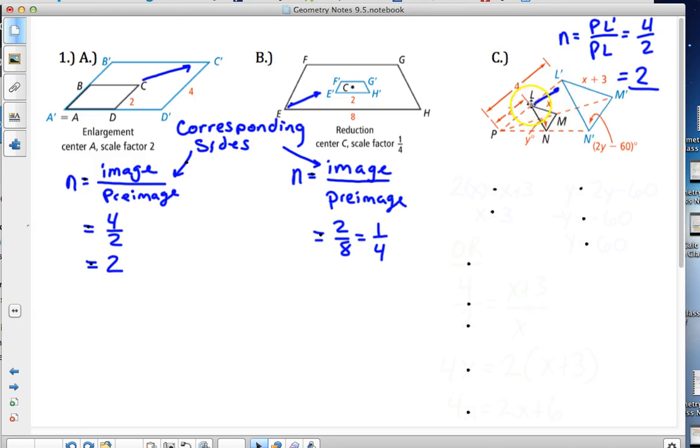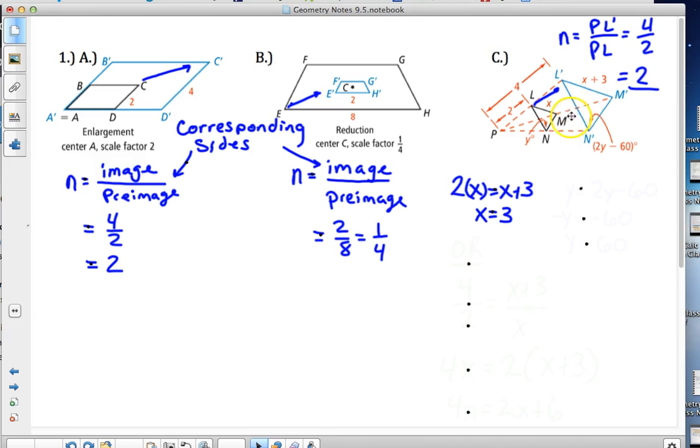So if I want to solve for x, and I have x here and x plus 3, remember x plus 3 is twice as big as x. So 2 times x is equal to x plus 3, and I can solve and find that x is 3. So this is 3, this is 6, and that makes sense because 3 multiplied by 2 is 6.